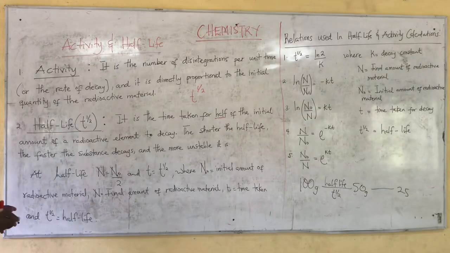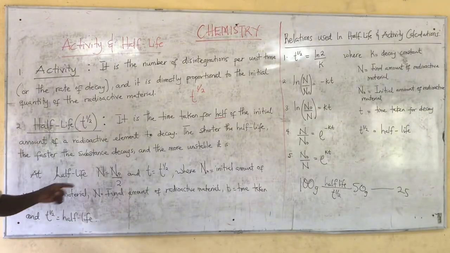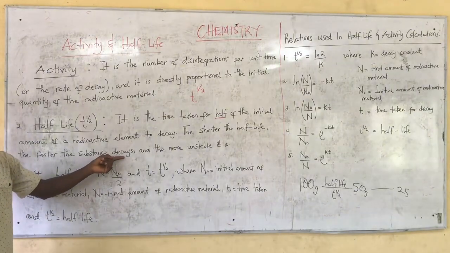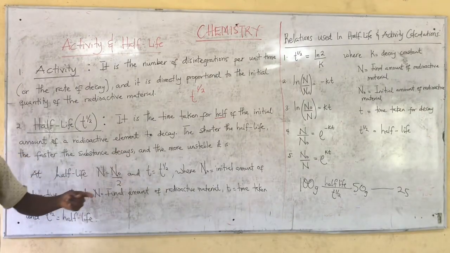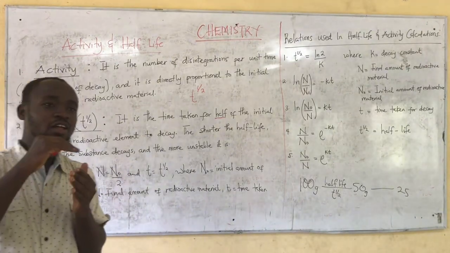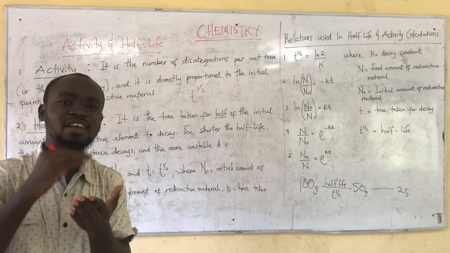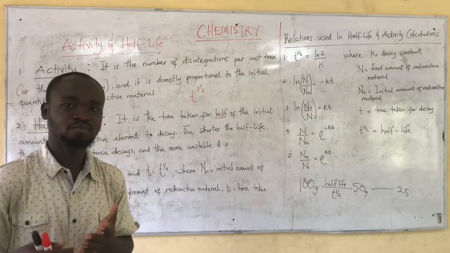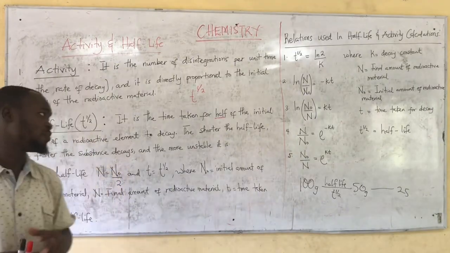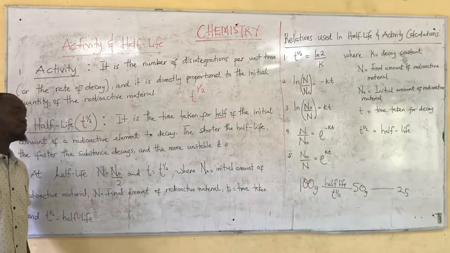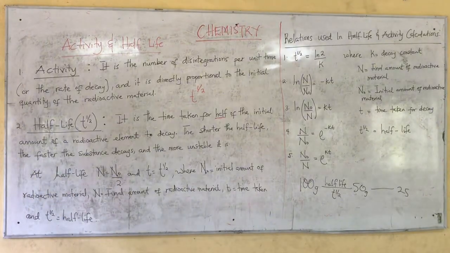In addition to those points, I also gave a point that the shorter the half-life, the faster the substance decays and the more unstable it is. If the substance decays to half of its original amount quickly, it means that substance is unstable, so it's undergoing quick half-lives. So the shorter the half-life, the faster the substance undergoes decay and the more unstable the nuclide or the element.